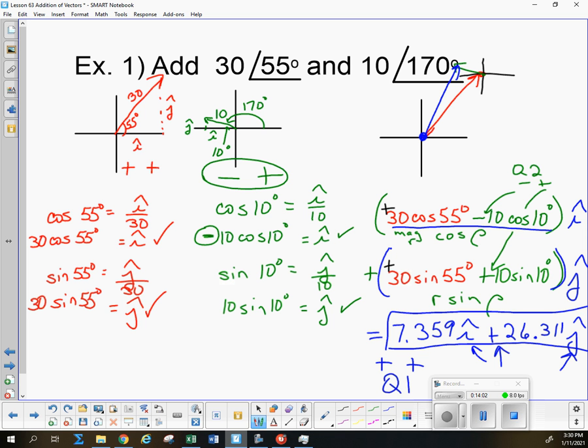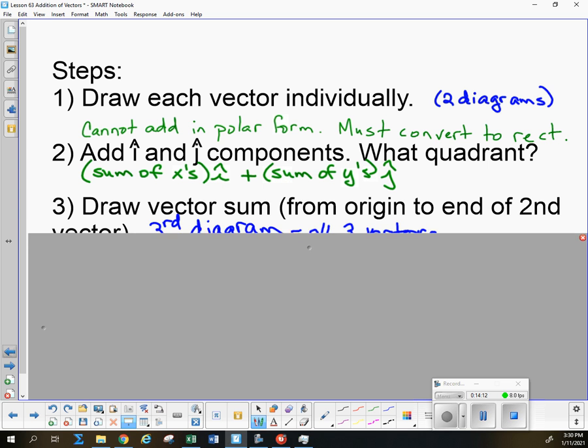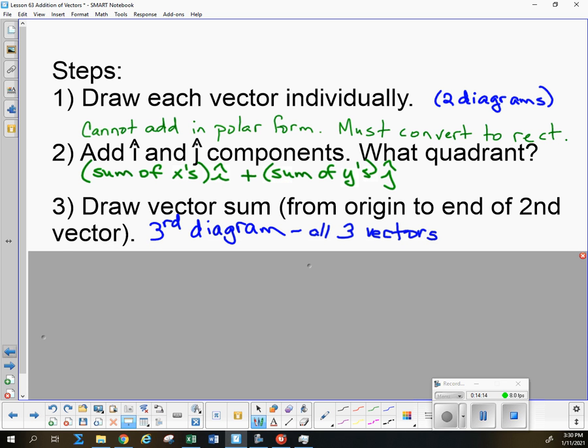Now let me go back to my steps and make sure we have everything in there that we want just for our notes. We've added them, we've thought about what quadrant we end up in, and then we draw that vector diagram that has all three of those vectors in there. We draw them end to end, and then we draw the final vector from the origin to the end of the second one.